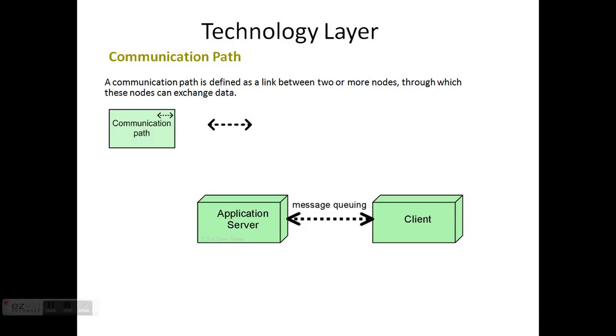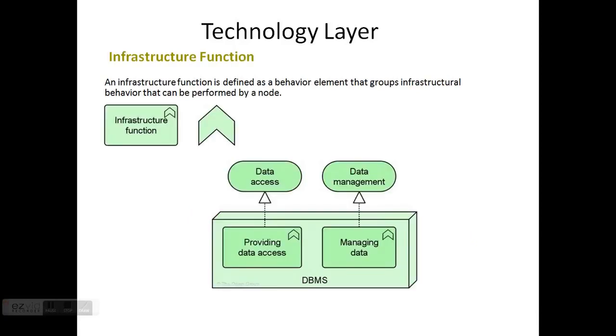Next one is the infrastructure function. An infrastructure function describes the internal behavior of a node. For the user of a node that performs an infrastructure function, this function is visible. If its behavior is exposed externally, this is done through one or more infrastructure services. An infrastructure function abstracts away from its implementation. Only the necessary behavior is specified.